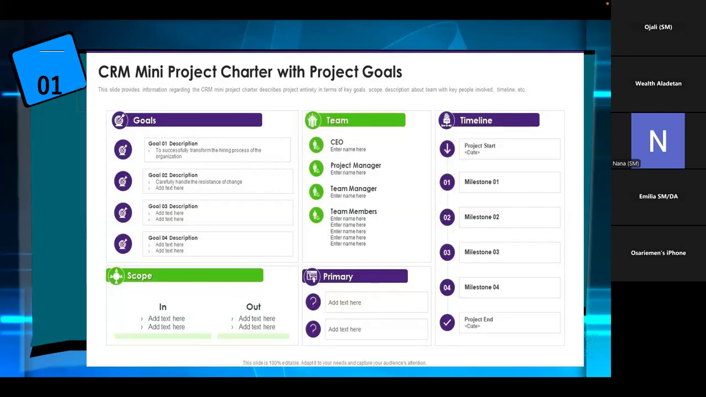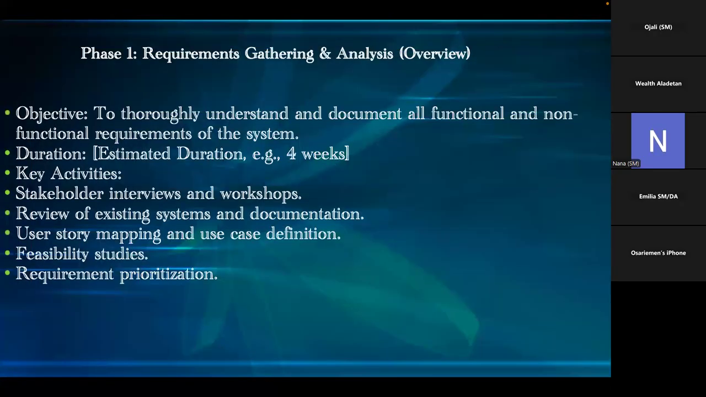There are different templates, okay? This is just an example to show you what it looks like and what it contains. Now, phase 1 has requirement gathering and then an analysis overview. Within this phase 1, you will thoroughly understand all the documents and the functional and non-functional requirements of the system. Remember, we're dealing with a CRM system, and we know what the CRM system can do.